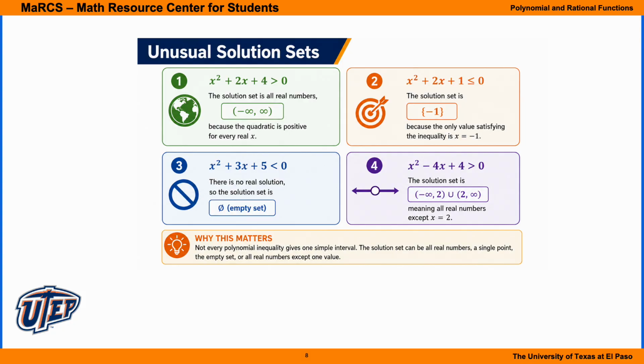Now for the inequality x squared plus 3x plus 5 is less than 0, there's no real solution, so the solution set is empty, the empty set. Now for the inequality x squared minus 4x plus 4 is greater than 0, the solution set is -infinity to 2, union 2 to positive infinity, meaning all real numbers except x is equal to 2. So not every polynomial inequality gives one simple interval. The solution set can be all real numbers, a single point, the empty set, or all real numbers except one value.